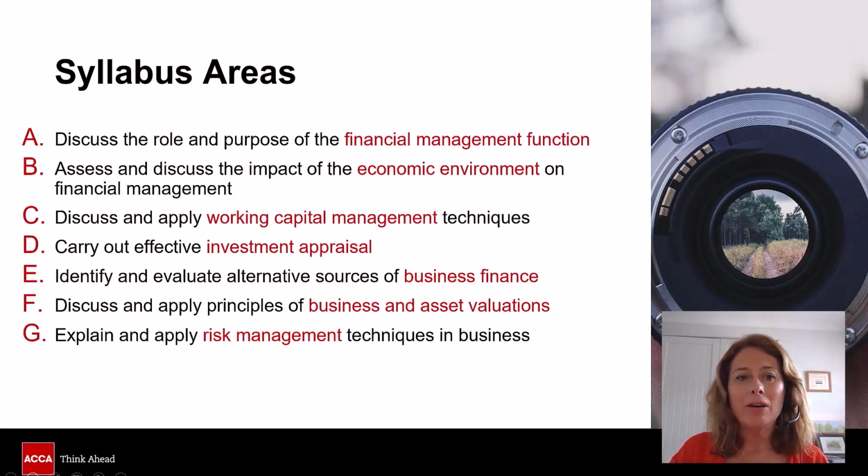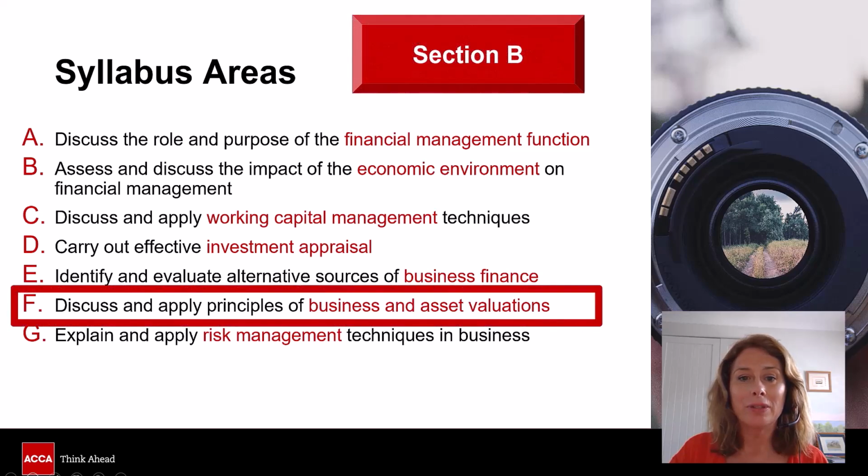First of all, here are the syllabus areas for your financial management exam. There are 7 of them. Now, business and asset valuations is syllabus area F. And this is tested only in the MCQ areas of the exam. So you're likely to get some in section A, but more than likely, in fact certain, to get a question on business and asset valuations in section B.